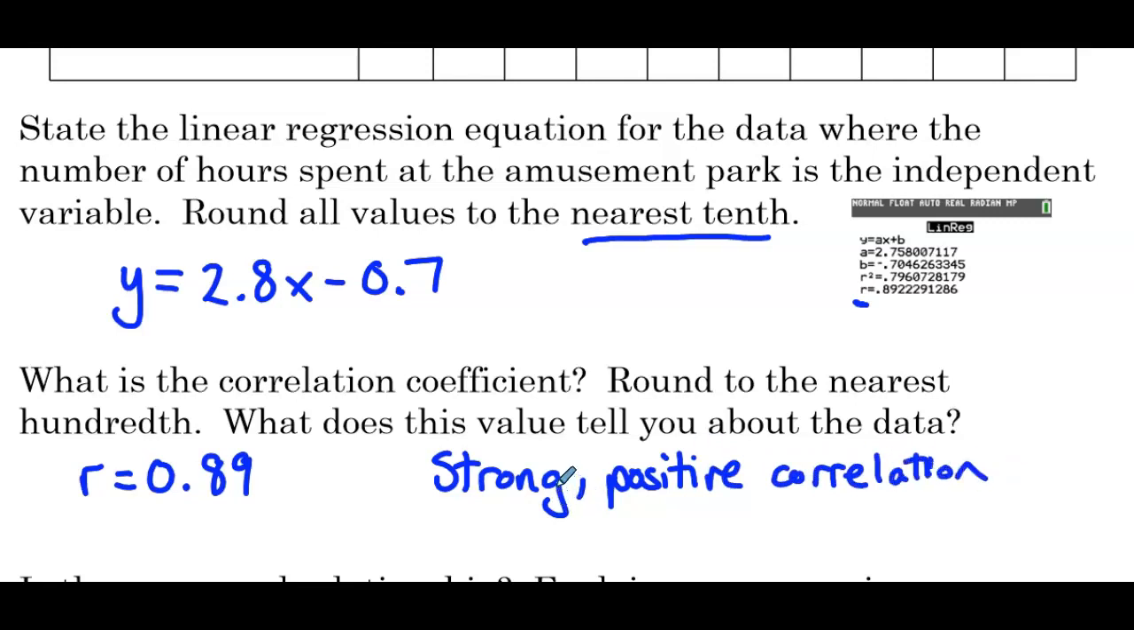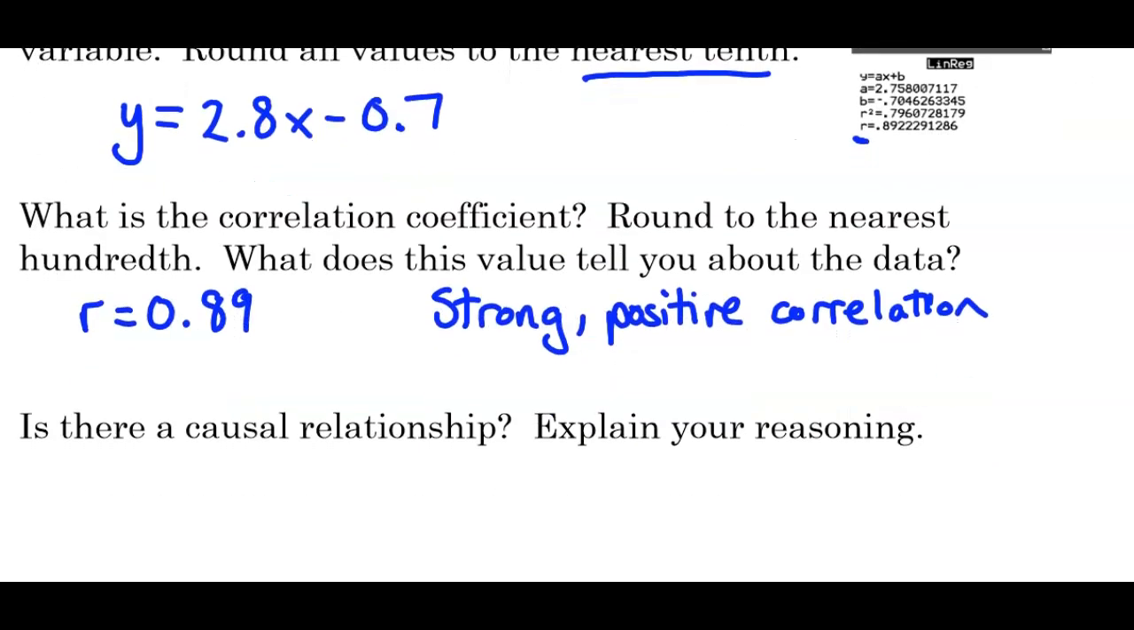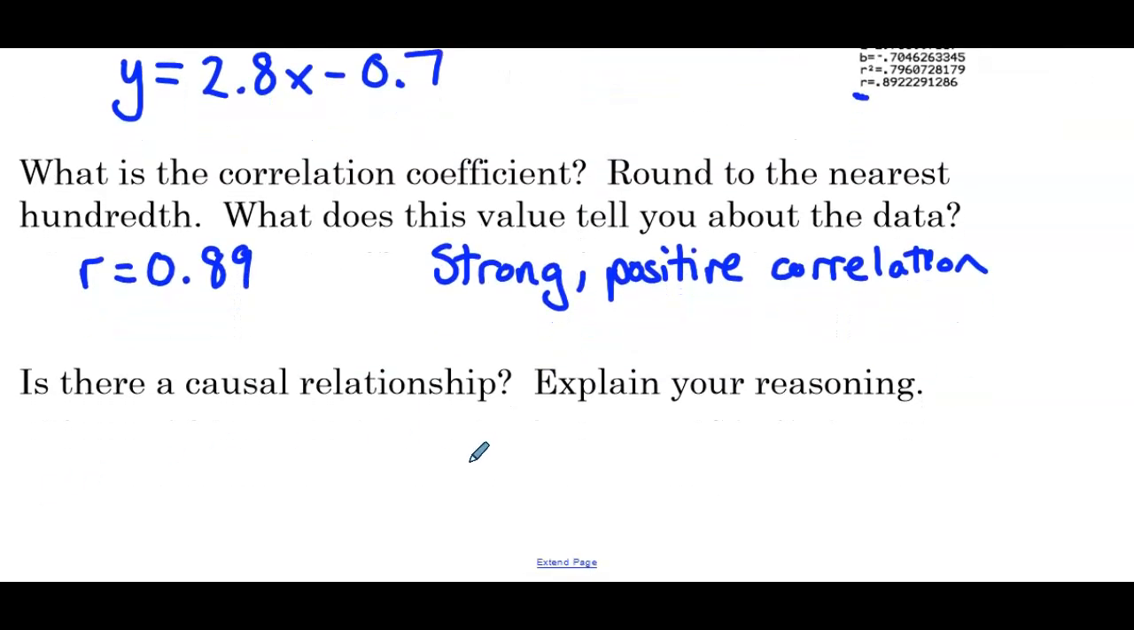with this data set. Is there a causal relationship? Explain your reasoning. So by spending more time at the amusement park, does that cause you to go on more rides? And the answer there is no, right? There is no cause and effect. You can spend a lot of time in the amusement park and go on no rides, right? So is there a causal relationship? No.